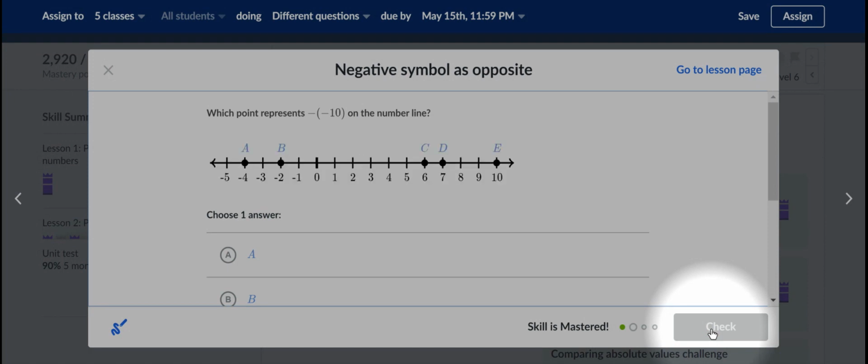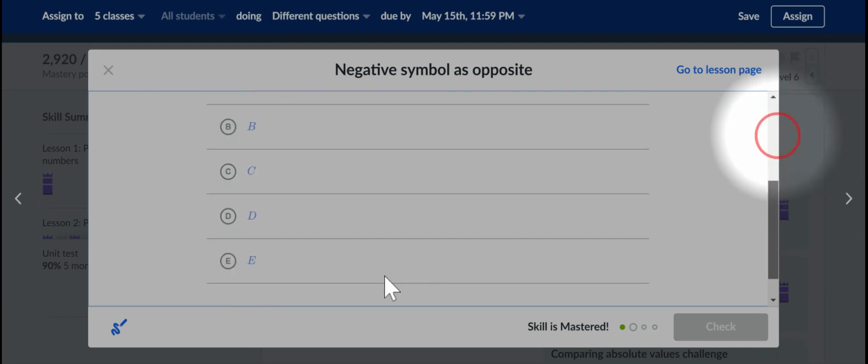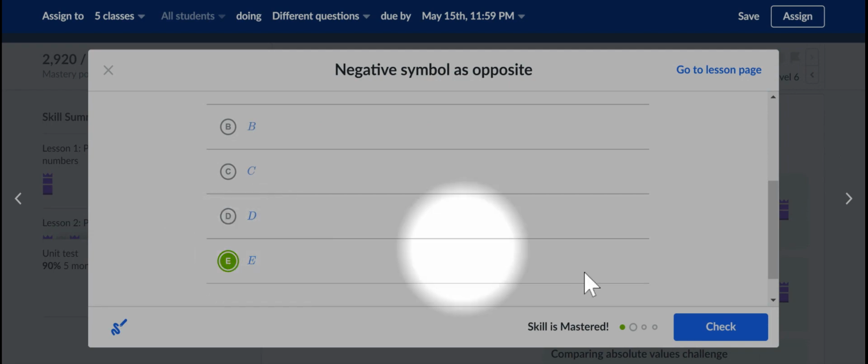So again, we're looking at a negative negative, which, as I told you before, if I have two negatives here, I'm really just saying I'm going back to the original number. The opposite of 10, so this would be negative 10, and the opposite of that negative 10 would be a positive 10, which is right here at E. So I'm going to go down to E, and I'm going to select that one.